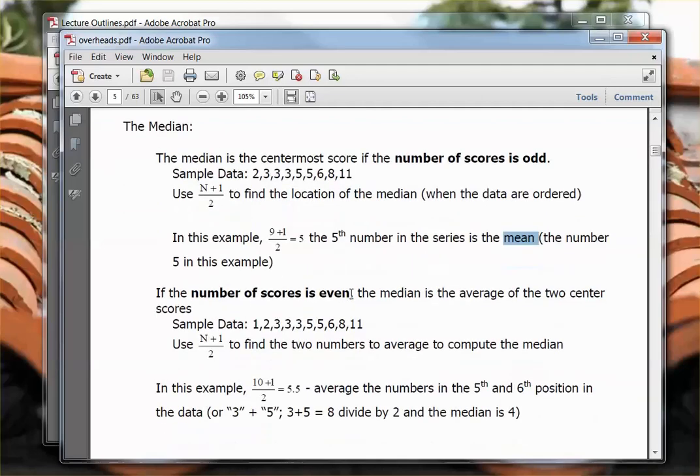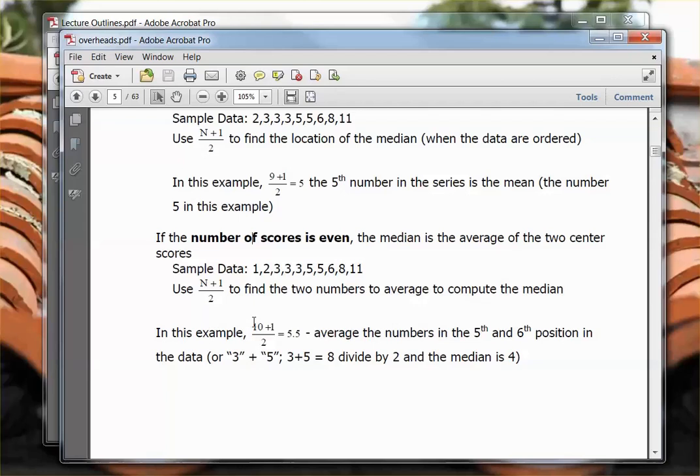If the number of scores is even, it's a little bit trickier, right? So you still order your data, right? So all I did was add a 1 here. You still order the data, and you find the two numbers to average to compute the median. So in this case, we have 10 numbers. So the median is not 5.5. I know you're tempted to say the median is 5.5, but it's not. What this means is you have to average the fifth and the sixth position to get the median, right? So the number in the fifth position, 1, 2, 3, 4, 5, is 3. The number in the sixth position is 5. So the average of those two numbers, the median is somewhere in between these two numbers. The average of those two, and you get the median is equal to 4. So that's how you calculate the median.